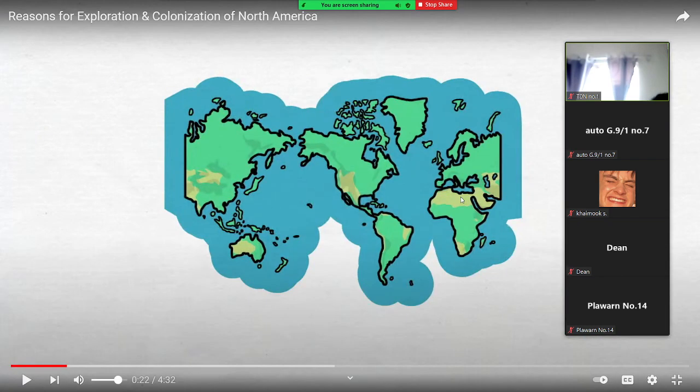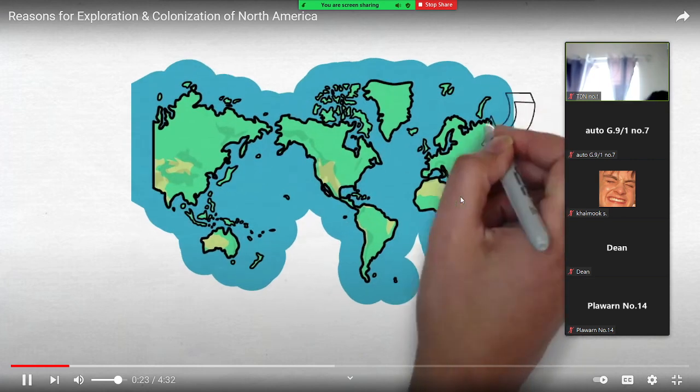Okay, so we have here the map of the world. This is an updated one, because before, people believed that the Earth is flat, wherein you can fall off the edge. But they didn't know that the world is round. During the time of the discovery of America, they already knew that it is round.